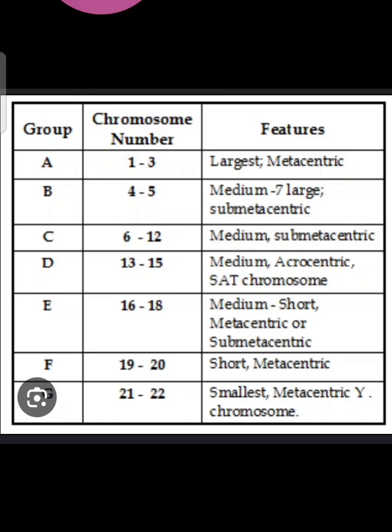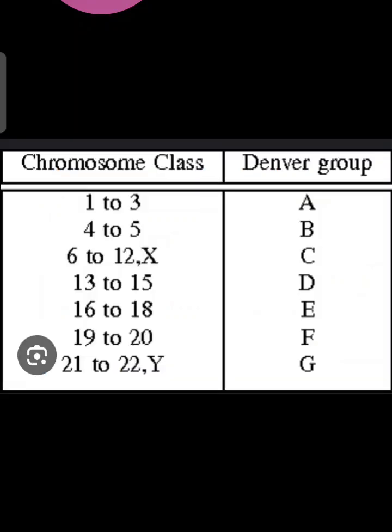C, 6 to 12, medium and submetacentric. D, 13 to 15, medium and acrocentric. E, 16 to 18, medium, metacentric and submetacentric, the medium short ones. F, 19 to 20, and G, 21 to 22, here the smallest, with the acrocentric Y chromosome in G. So where is the X chromosome? Let's see. It's here in C. 1 to 3 in A, 4 to 5 in B, 6 to 12 and X in C. Okay. Our next topic is polymorphic variants of the chromosome. Thank you.